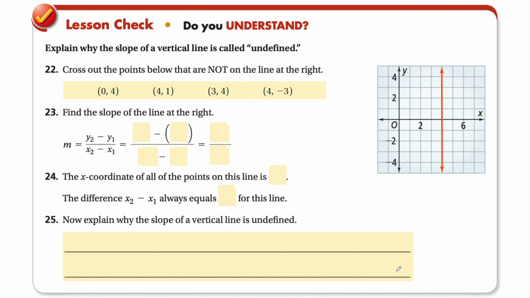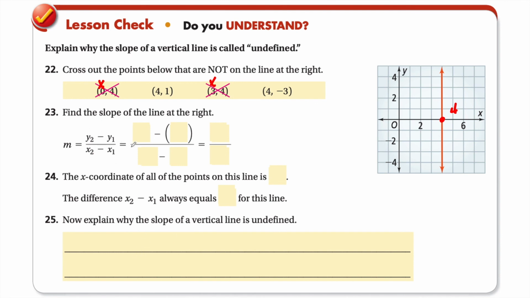And finally, we made it to the lesson check. The final last little bit, guys. Let's power through. All right, so can we explain why the slope of the vertical line is called undefined? Well, let's cross out the points below that are not on this line at the right. If we take a look at the line on the right, we know that the x value is at the 4. Any of these that have the 4 as the input value is going to be on this line to the right. So we know that the 0, 4 and the 3, 4, because that 0 and the 3 are in the x value, will not be on that line.